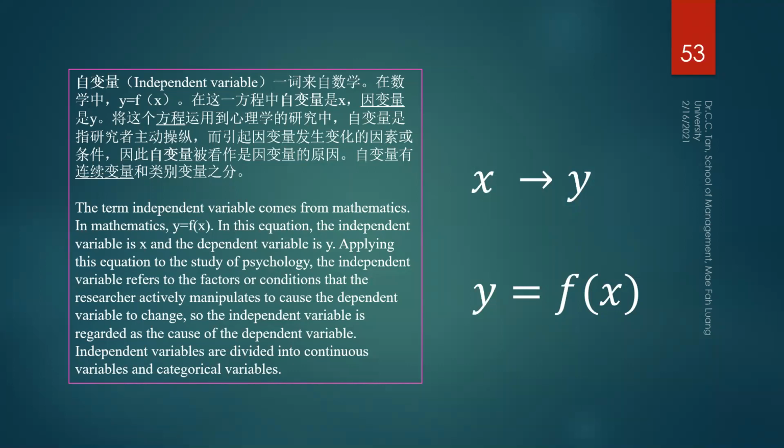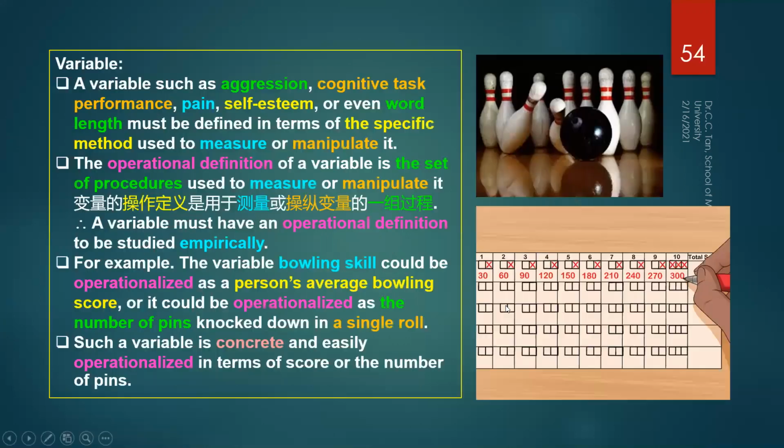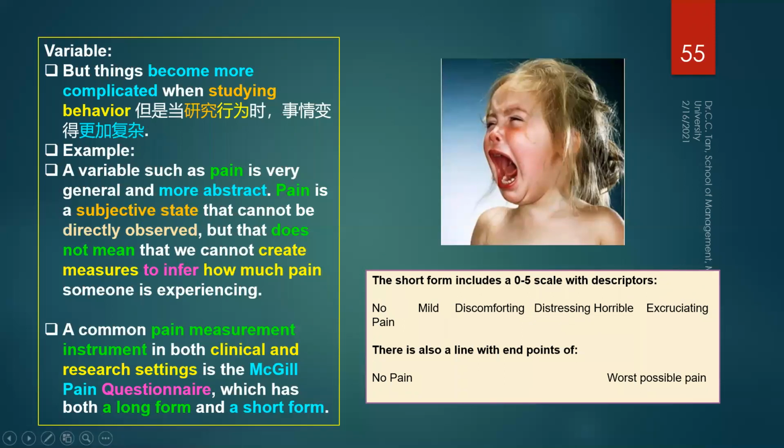So this is what we mean by the operational definition. Okay, so the variable bowling skill could be operationalized in many different ways, and one of the ways is the number of pins knocked down in a single row, and then write down your score on that row, and then accumulatively get to the consistency. You can analyze the consistency across the one time, and then across all, and things like that. Okay.